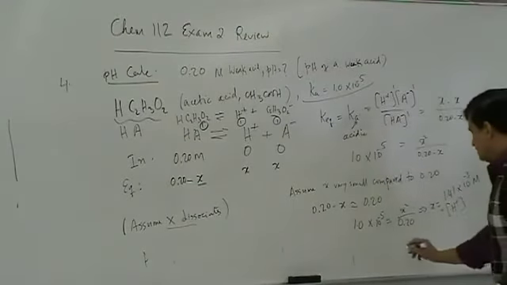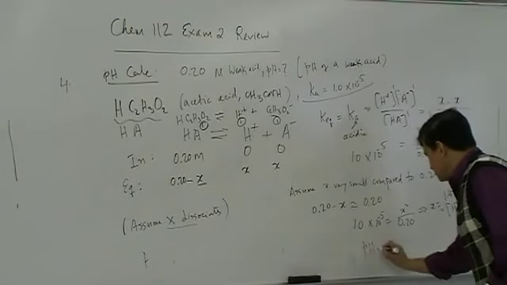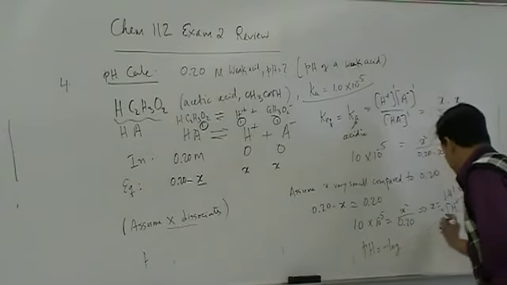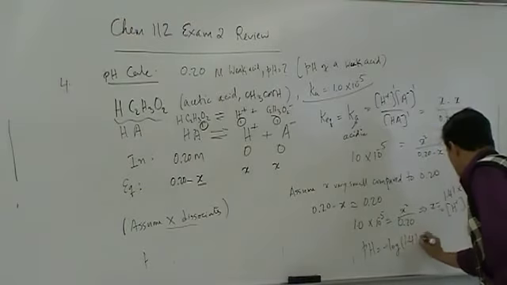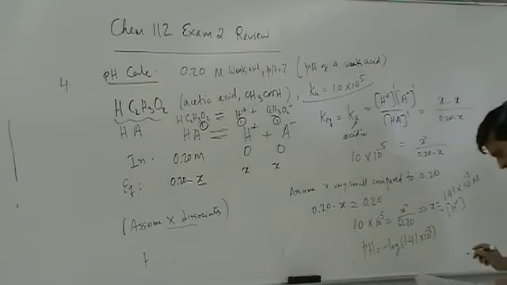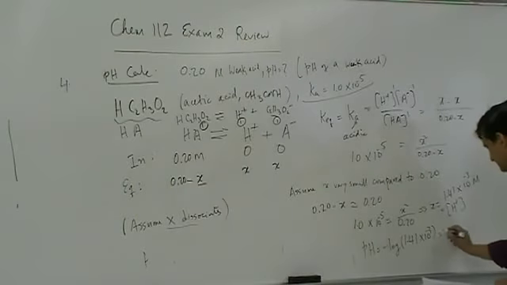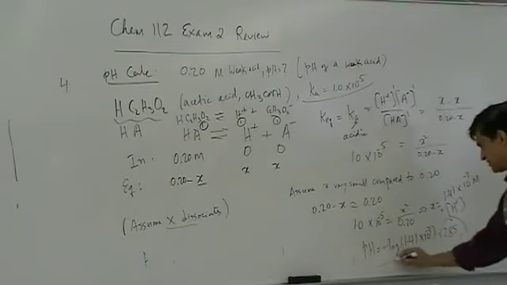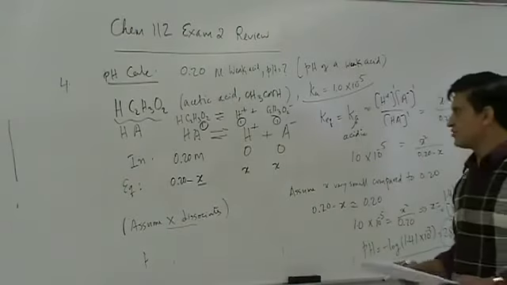So from here I can get pH. pH equals minus log of this number, 1.41 times 10 to the negative 3, and that would give me 2.85. And that's the answer that I get for this problem of weak acid.